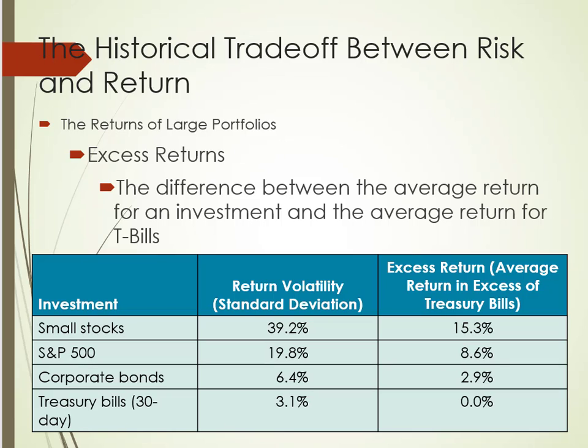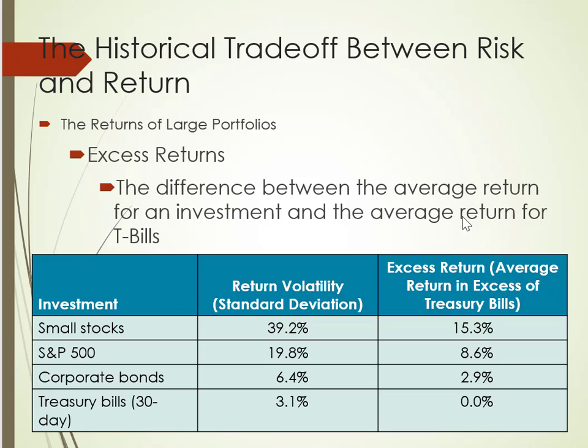This is the difference between the rate of return on an investment and the average rate of return for treasury bills. So in this case, if you remember, we had T-bills averaging around 3.13%, and we had the rates of return for the other assets. If you take small stocks, their rate of return was roughly 18.6% or so. Subtract 3.1, and that tells us that the excess rate of return for small stocks is 15.3%.